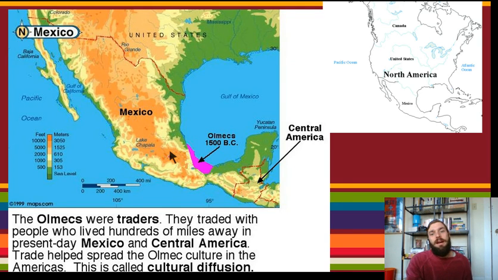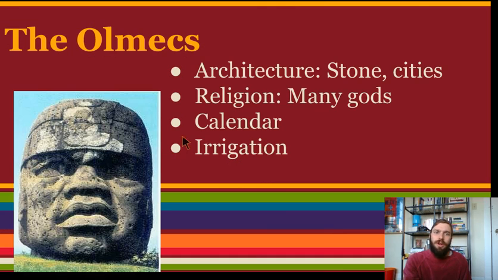So let's look a little bit about how Olmec culture grew. So their architecture, that means what they built out of and what they built. They built out of stone and they built large cities, which again was new to this time. Religion, they had many different gods. Again, this freed up time that they're not growing food, that they can spend more time thinking about religion. Calendar, it means they're very good at math and paying close attention to the seasons for them to be able to create a calendar. Irrigation. Irrigation is where they actually build ditches and canals to get water to their crops. One of the reasons that they were such successful farmers is they were able to use irrigation.